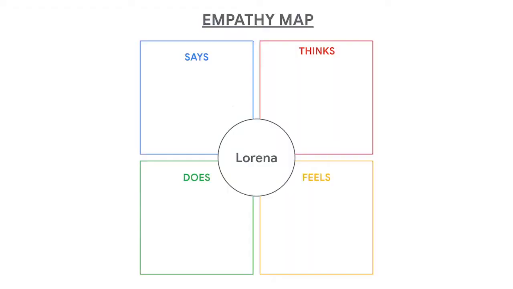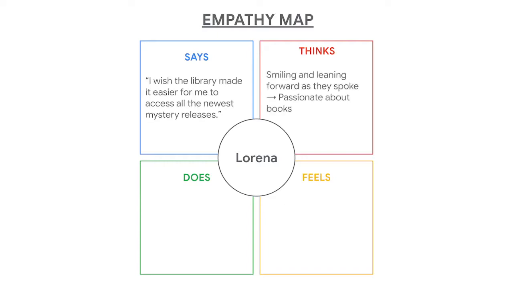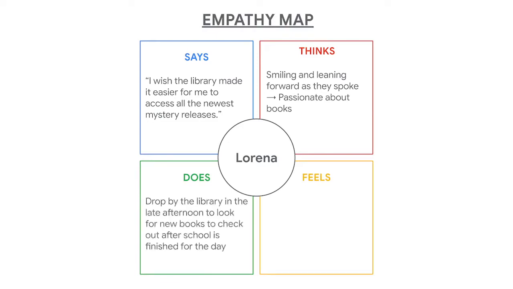In the Says square, we'll use a quote that Lorena gave us during their interview. "I wish the library made it easier for me to access all the newest mystery releases." In the Think square, we'll note that Lorena was smiling and leaning forward as they spoke. It was clear that they are passionate about books and care deeply about accessing them. In the Does square, we'll list one of the things that Lorena has done to try and check out a book at the library.